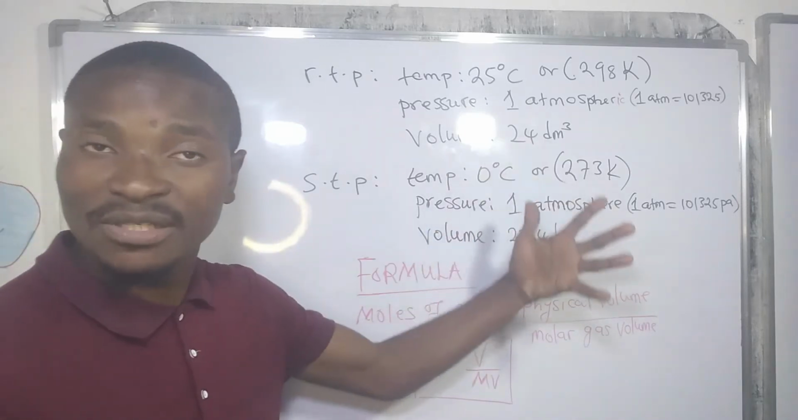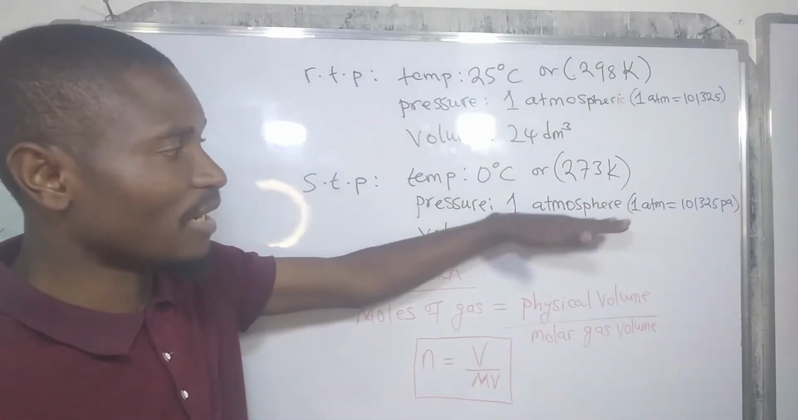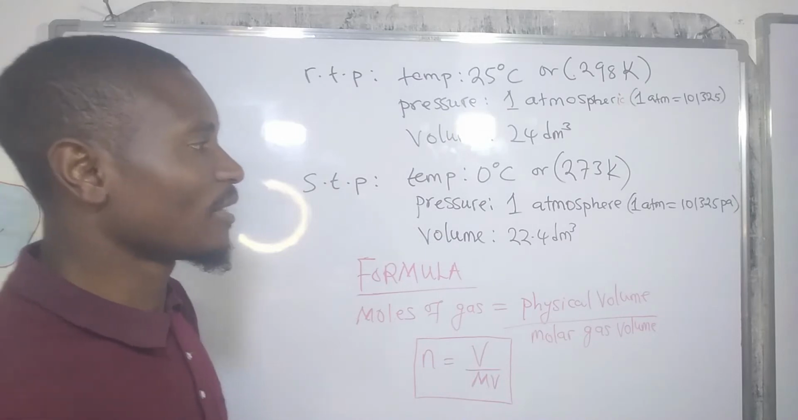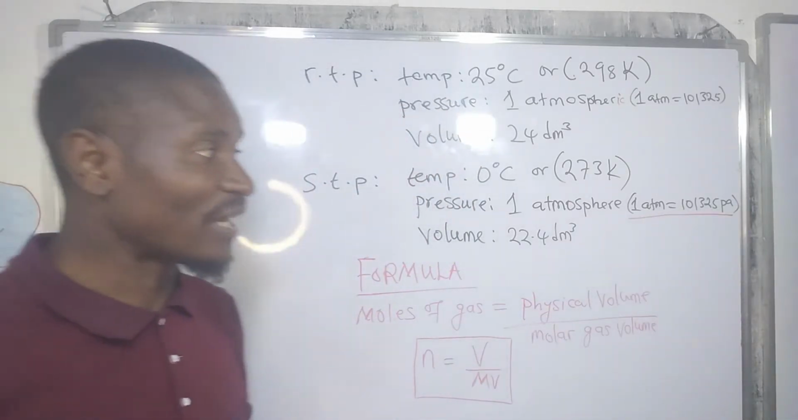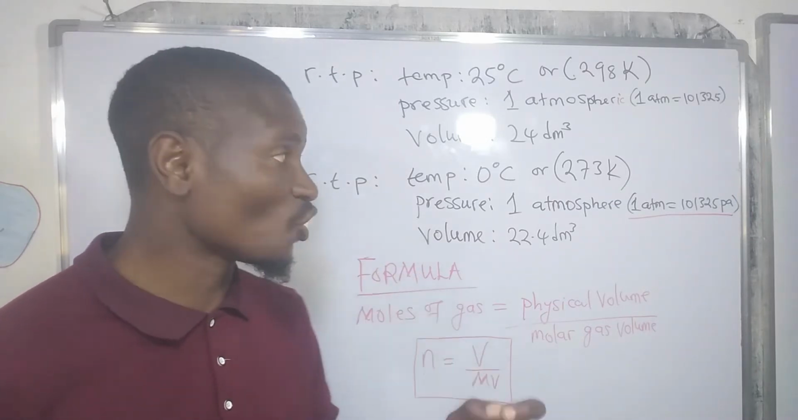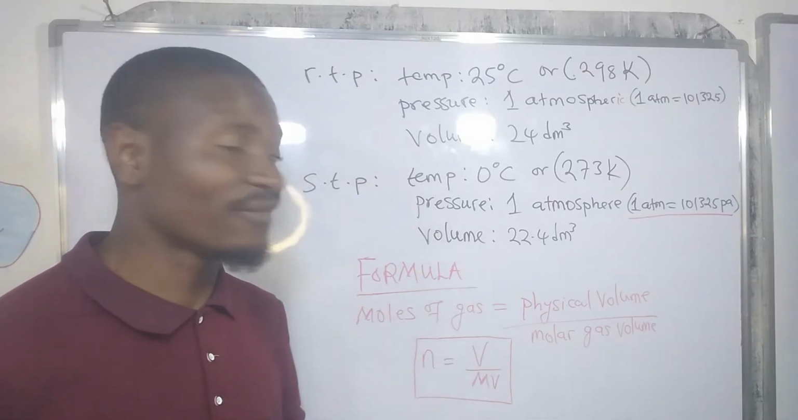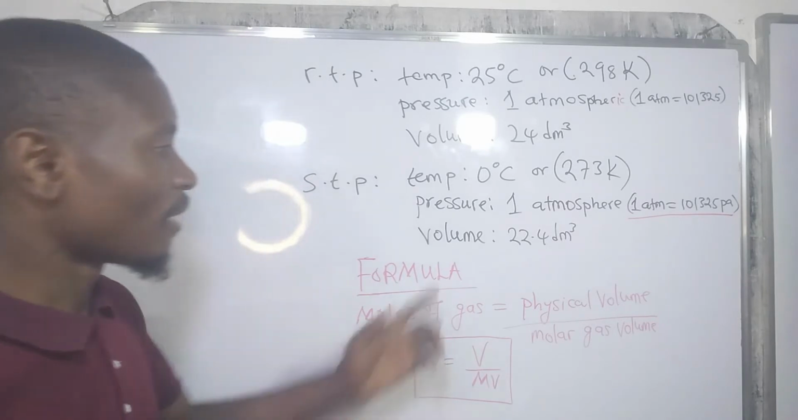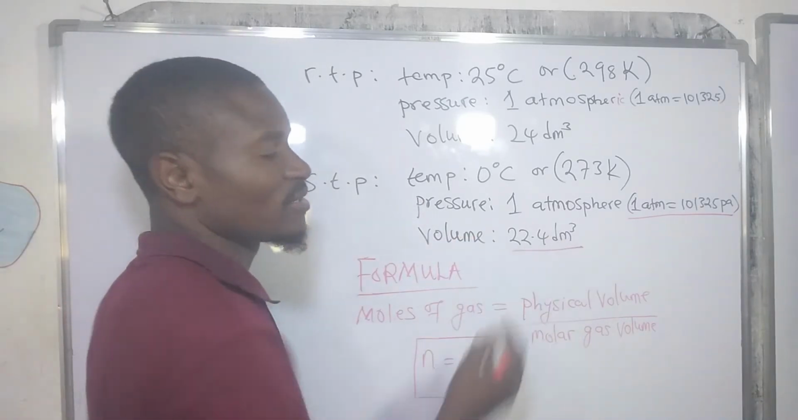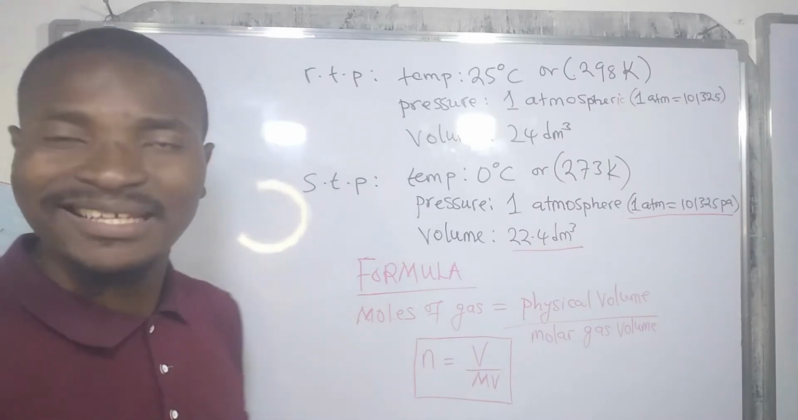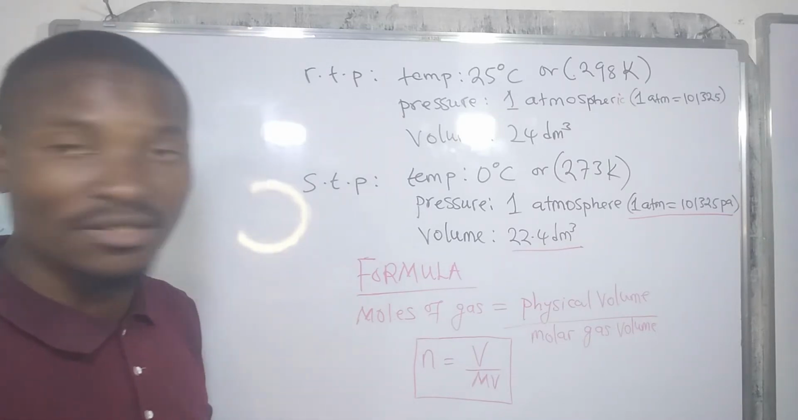Now the pressure is still the same in r.t.p and also s.t.p, which is equivalent to 1 atmosphere or 101,325 Pascal. And then the volume at s.t.p is 22.4 decimeter cubic, or cubic decimeter.